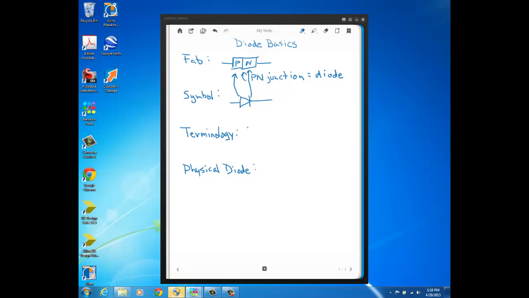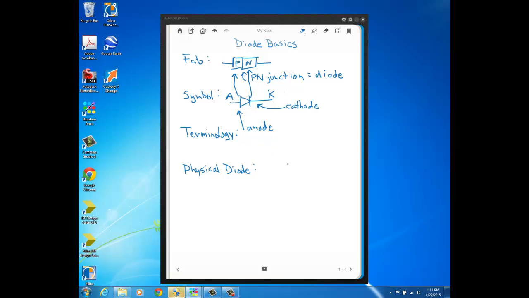Now, some terminology that you need to know is that the P side, or the arrow side of the symbol, is called the anode, and the N side, or this line of the symbol, is called the cathode. And we often abbreviate anode with capital A and cathode with capital K. We use K instead of capital C because capital C is for capacitance.